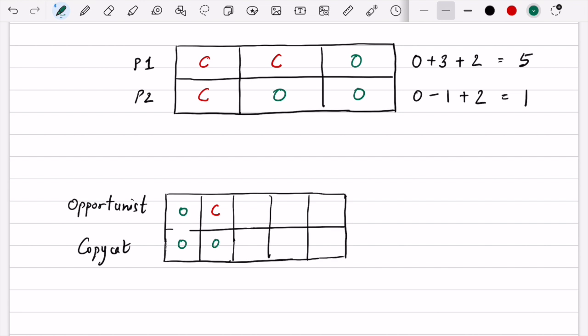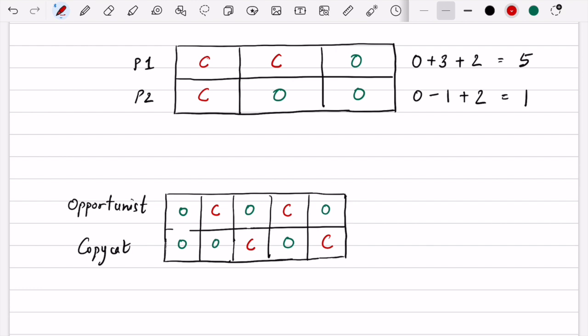Now, the next round onwards, both are going to behave like copycats. So both are going to just copy what the opponent did in the previous round, which means now the opportunist will cooperate, but the copycat will cheat. In the fourth round, it's going to be the reverse. So now the opportunist will cheat and the copycat will cooperate. And as you might have guessed, now the opportunist would cooperate in the last round and the copycat would cheat.